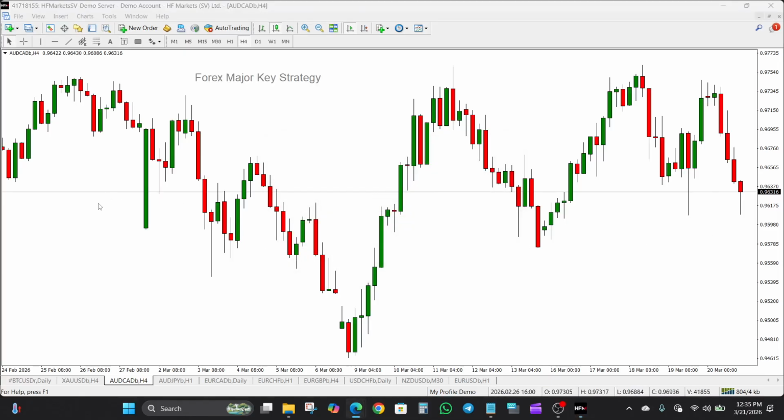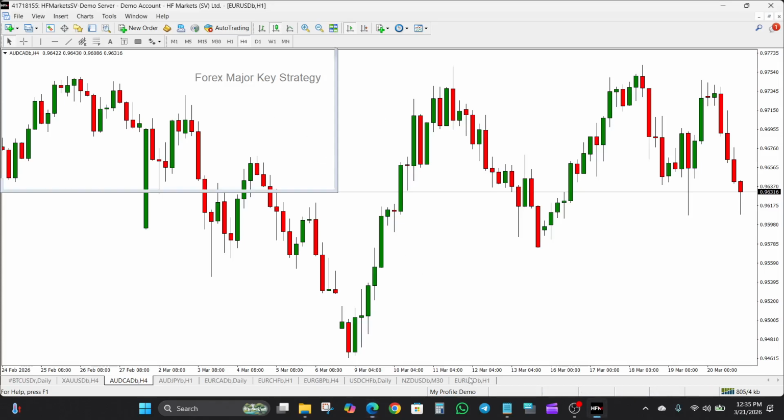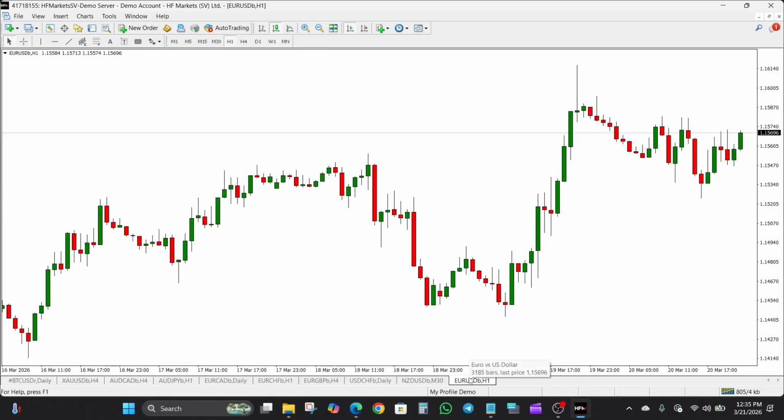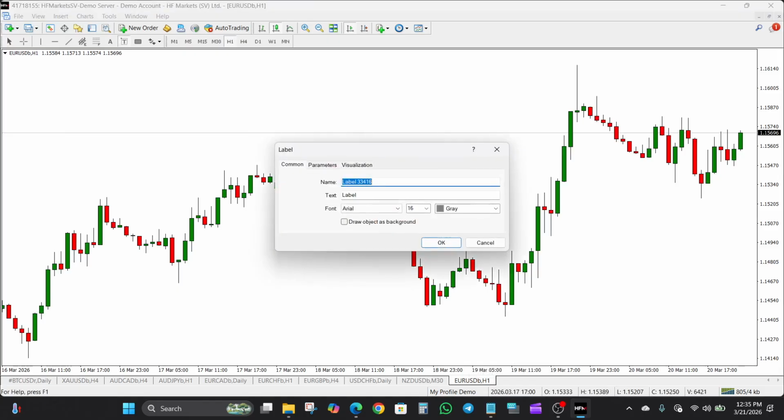Now the idea behind the major key strategy is simple. Just focus on the most traded currency pairs in the market, which are the major pairs. Major pairs include currencies like the EUR/USD, the GBP/USD, and USD/JPY.